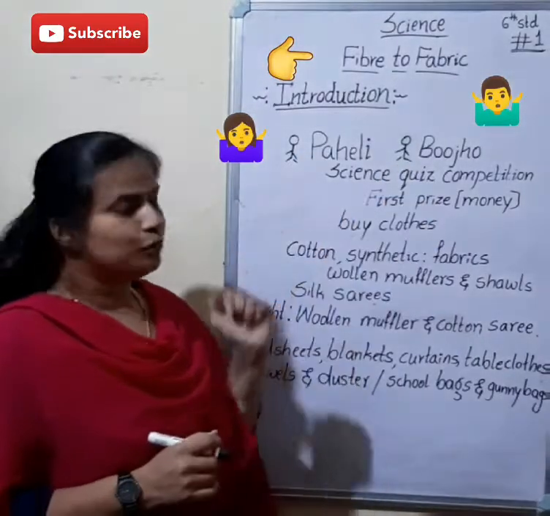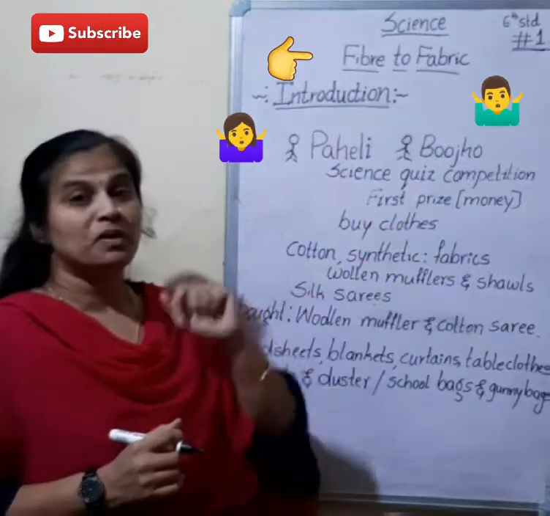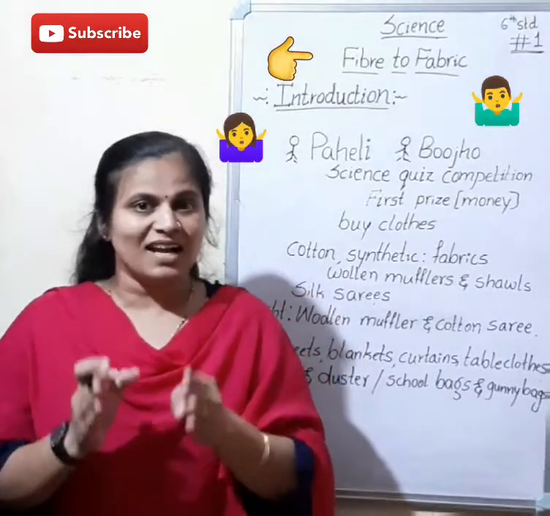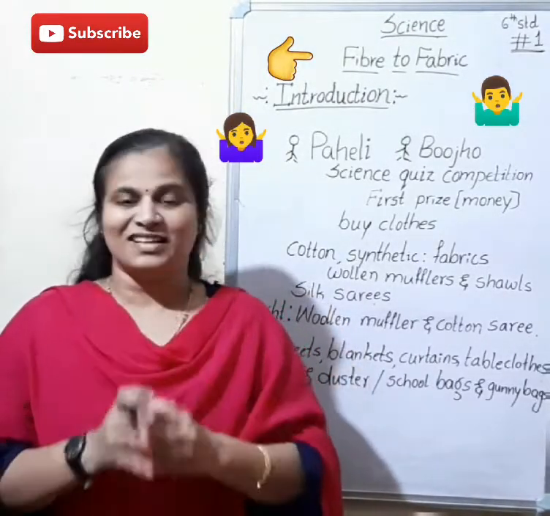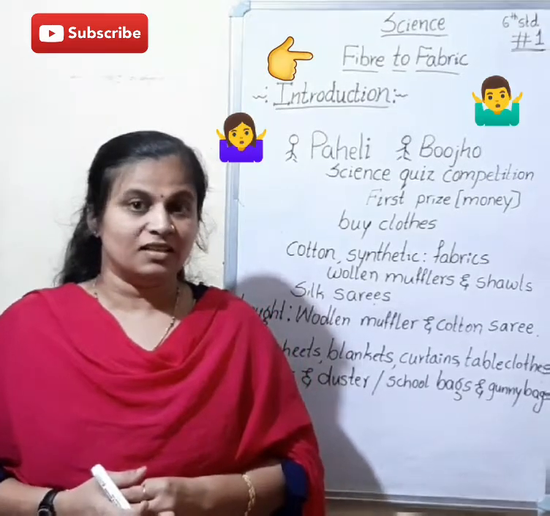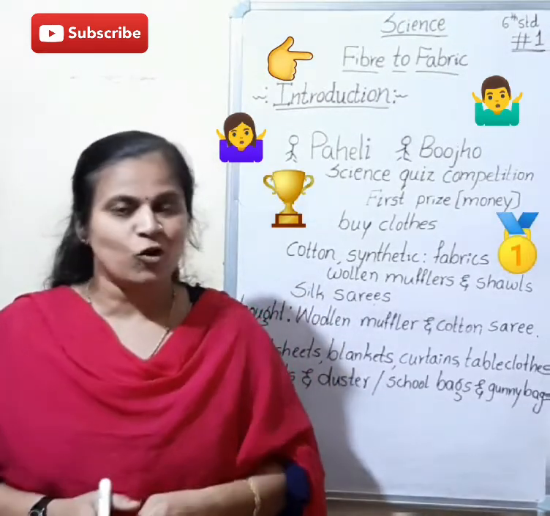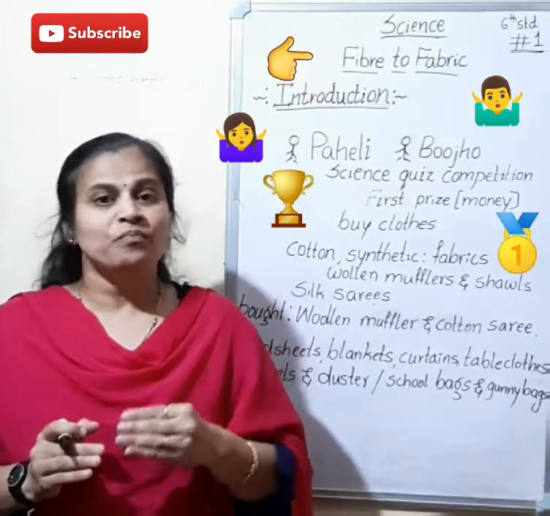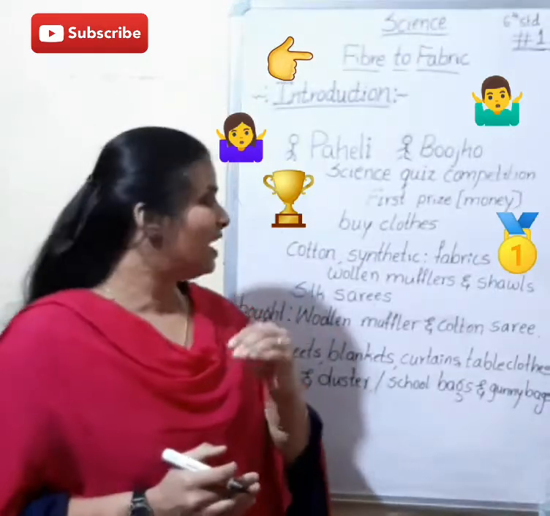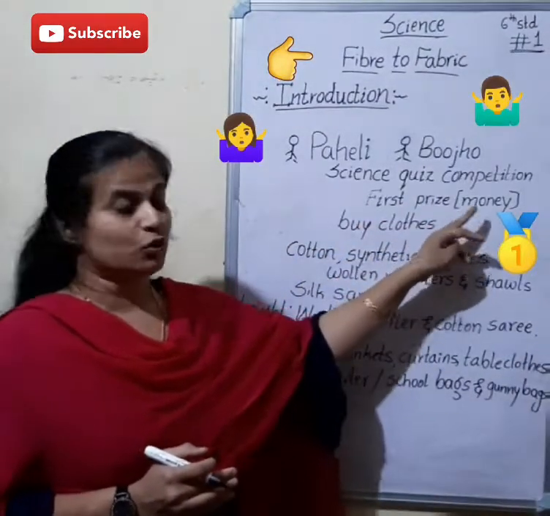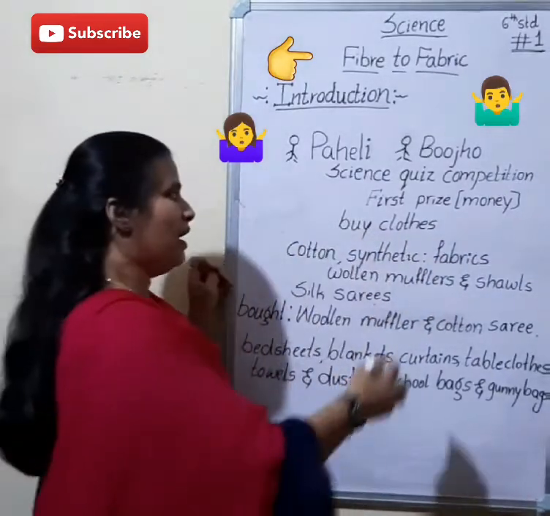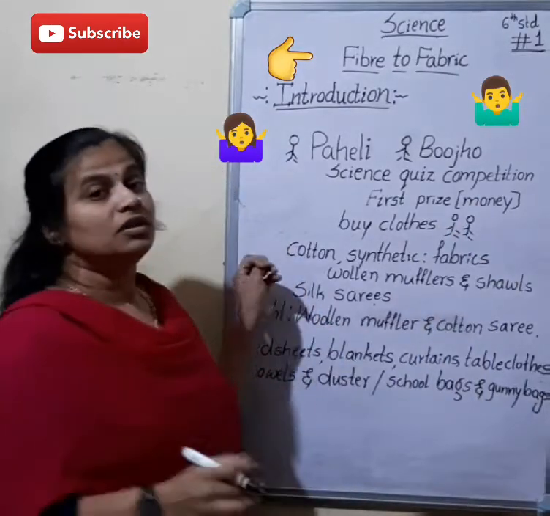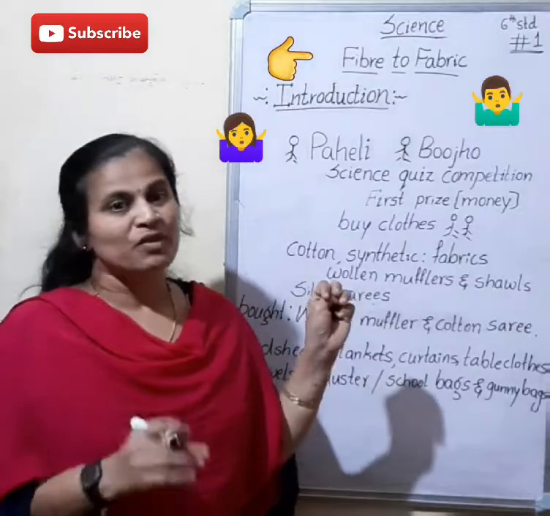So Paheli and Bujo attended a science quiz competition which was held at their school. Both attended it. What happened after that? They won first prize in that competition. What was the prize? They won a cash prize, they got money out of that competition. As they won it, they wanted to buy clothes for their parents.